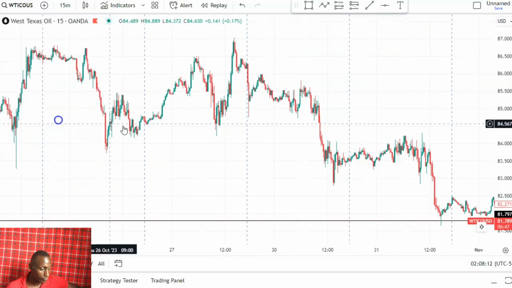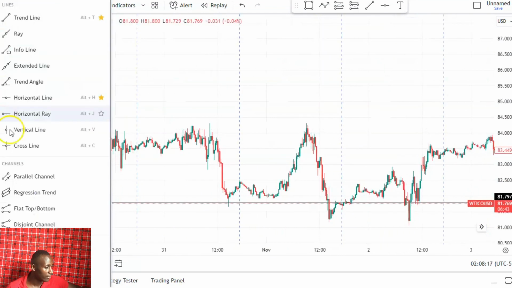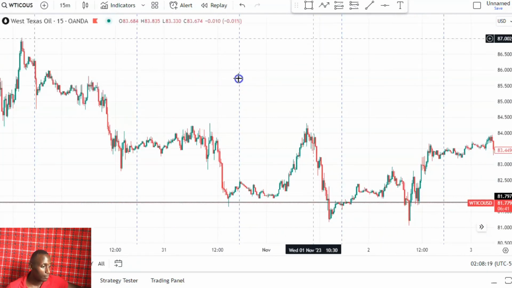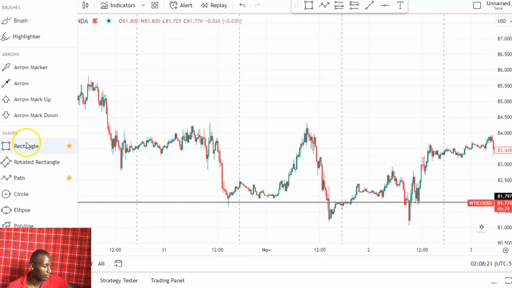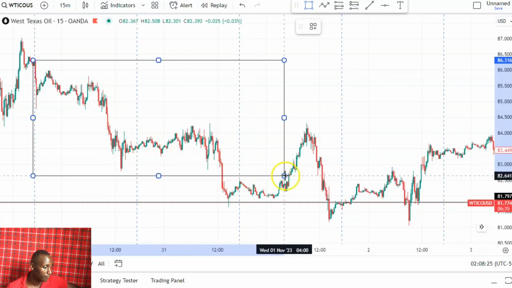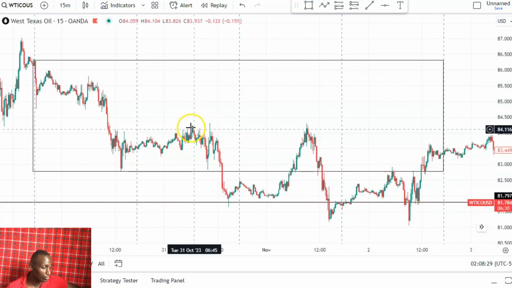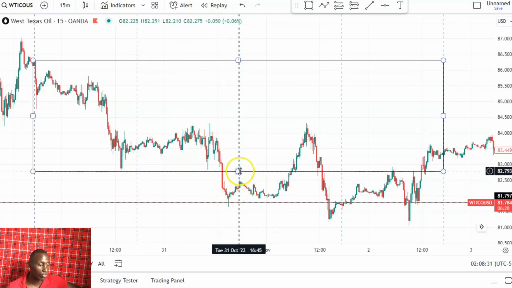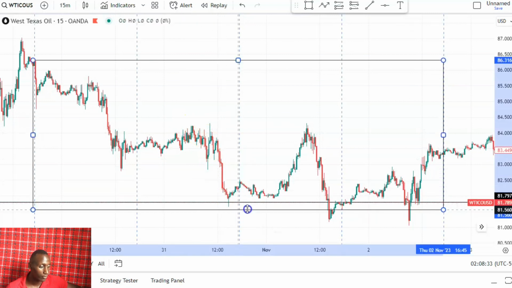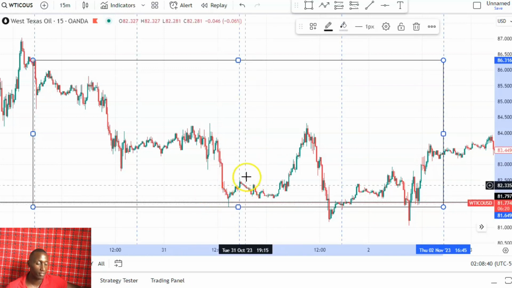Looking at last week, we had price giving us on Monday the high and the low of the week. And if we draw this box here like that, we see that on Tuesday price broke out and continued lower, pinned the low of the previous month, and then closes outside of the range.